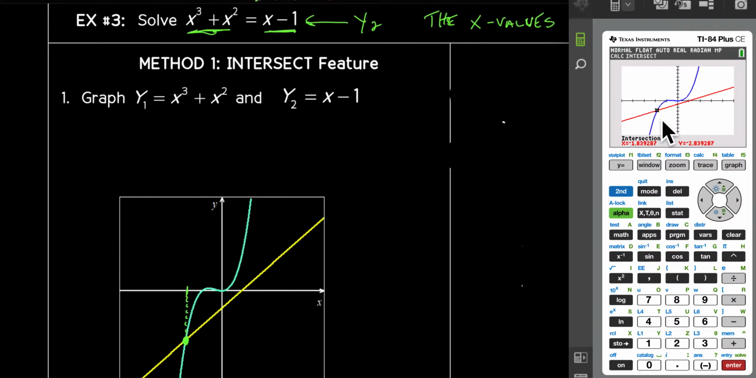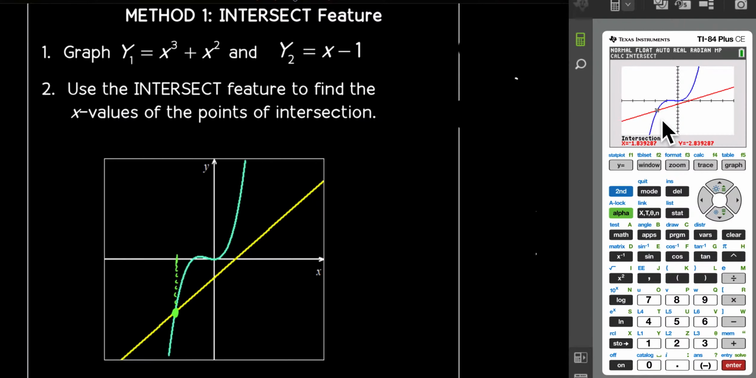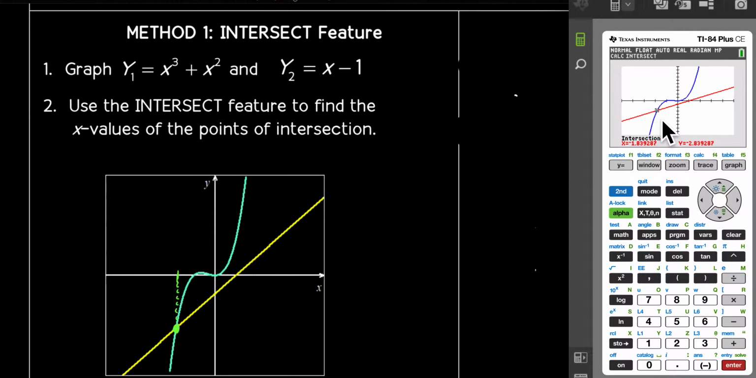All right, so step 1 is to graph both of those. Step 2 is to use our intersect feature to find the x values of the points of intersection. So where did these intersect? At -1.839. So the solution is x, and there's only one solution because there's only one spot where they intersect. Only one real solution. My eyes, I can't see, that's so small. 1.839, and it's negative. So -1.839. That's our solution to this equation.